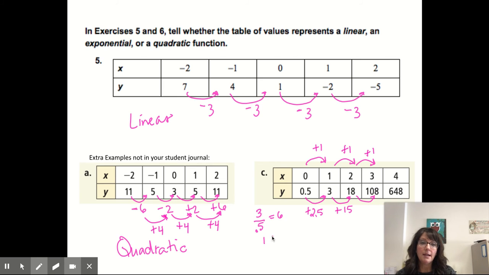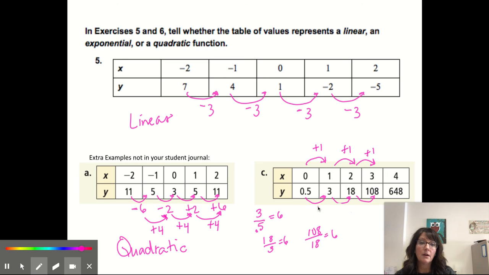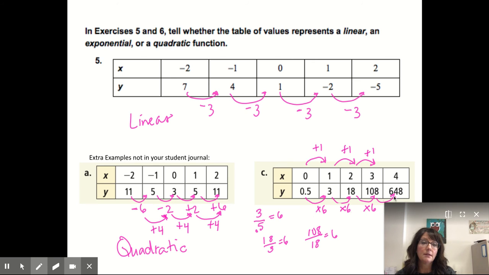Test it out. Is 18 divided by 3 equal to 6? Is 108 divided by 18 equal to 6? And so on. What we find is there is a common ratio of times 6, times 6, times 6, and times, I don't know where to write it, times 6. All right, there you go.